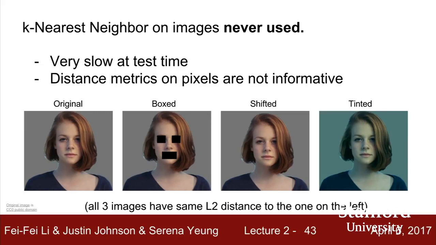In this example, there's an image on the left of a girl, and then 3 different distorted images on the right, where we've blocked out her mouth, shifted the image down by a couple pixels, or tinted the entire image blue. And if you compute the Euclidean distance between the original and the boxed, the original and the shifted, and the original and the tinted, they all have the same L2 distance. That's not so good, because it gives you the sense that the L2 distance is really not doing a very good job at capturing these perceptual differences between images.